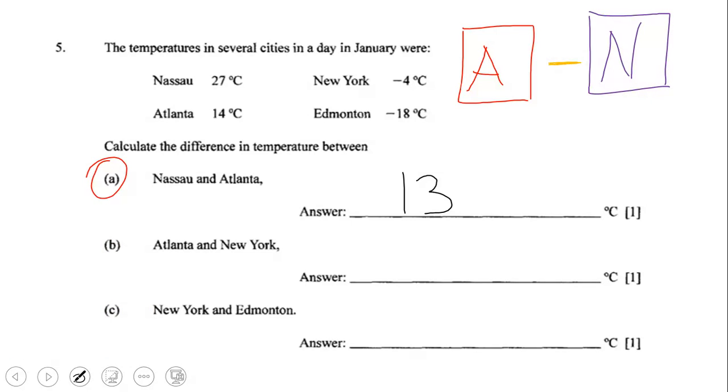Okay, so what is the temperature of Atlanta? According to the question, the temperature of Atlanta is -14 degrees Celsius. Okay, now what is the temperature of New York? The temperature of New York is -4 degrees Celsius. Okay, now let us place our subtraction sign. So now we have -14 minus -4.